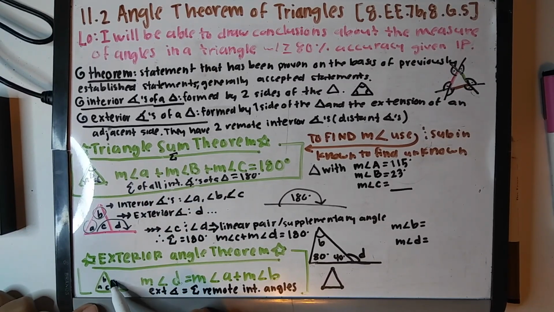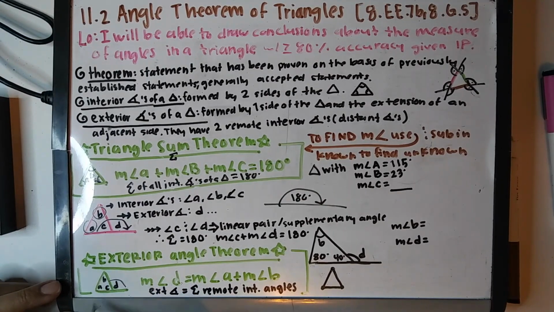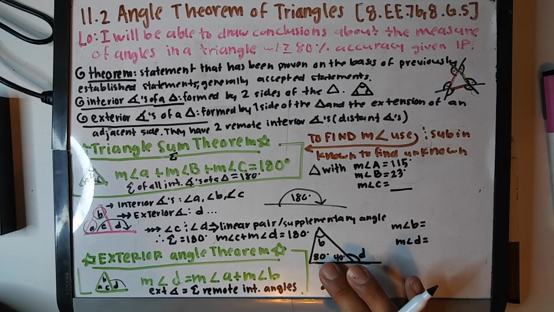When you have an exterior angle, the exterior angle is actually going to be equal to the sum of the two remote interior angles, which are these two right here. And let me show you why really quick, okay? So let's kind of go over this one really quick.